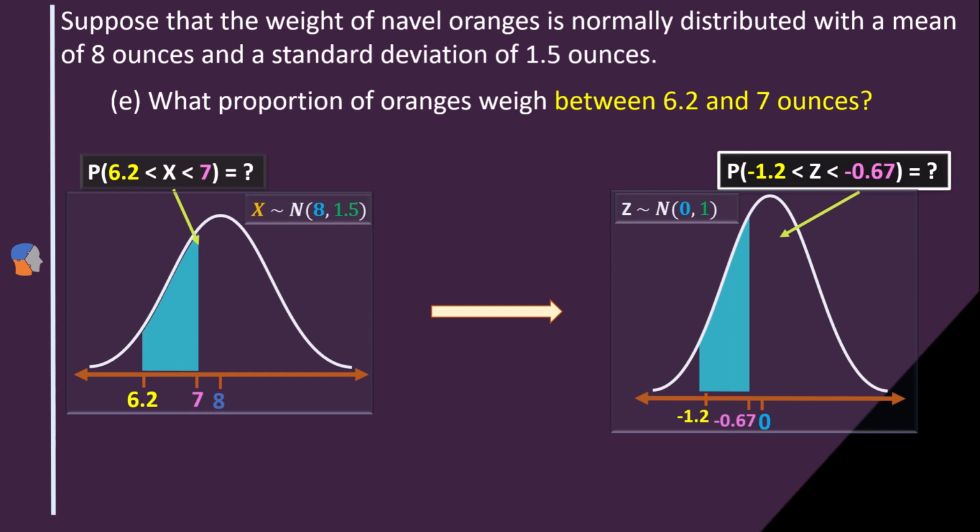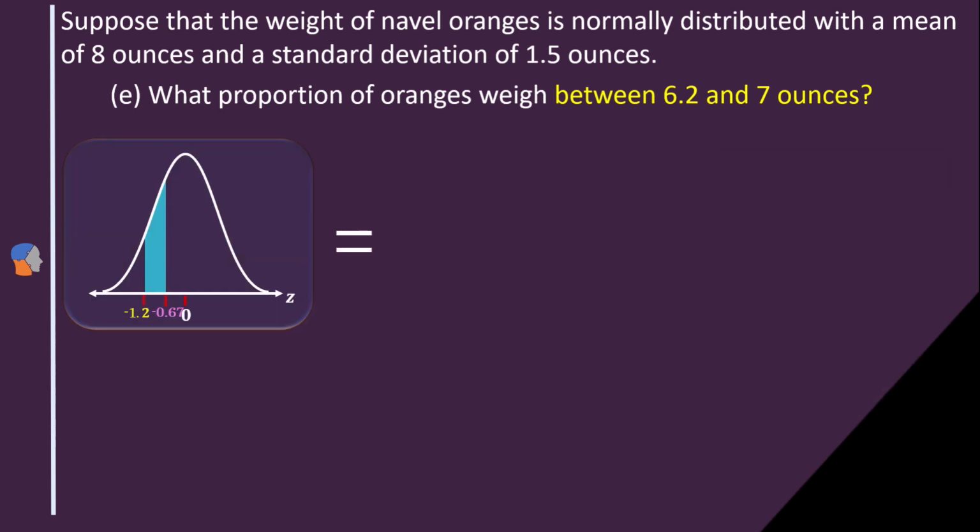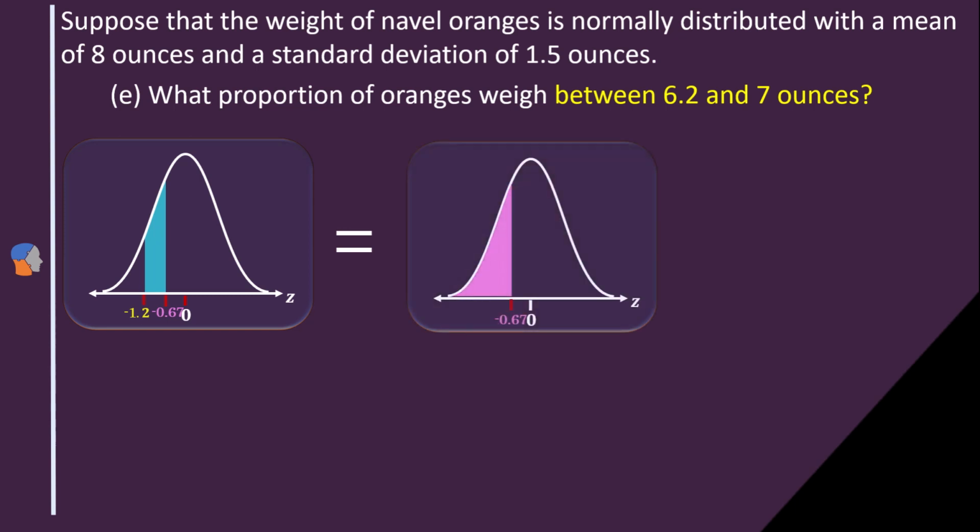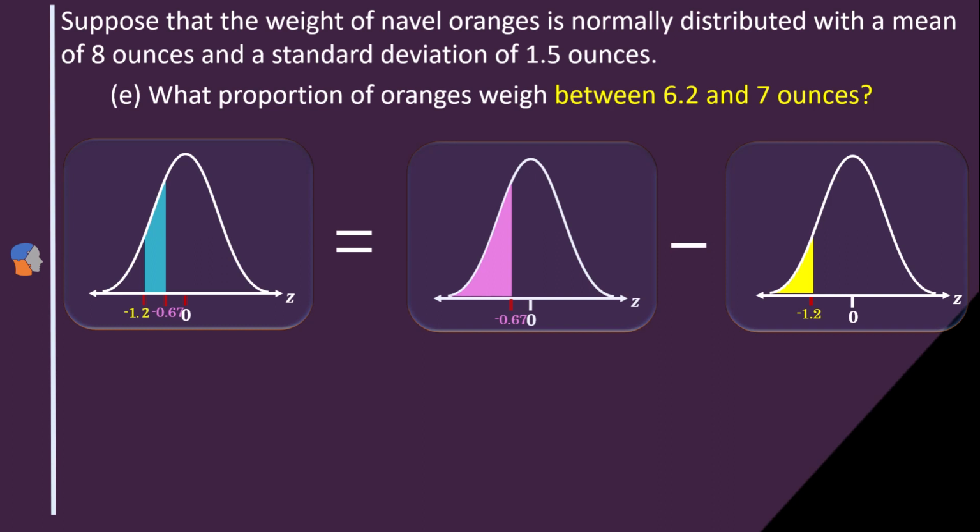Now, how do we find this? Whenever we are looking for the area between two values, we need to first find the left area corresponding to the large value. Here the large value is negative 0.67. So we first find the area left of negative 0.67. Then we find the area left of negative 1.2. That is the small value here, right? Okay, then we subtract. Then we can get the area between negative 1.2 and negative 0.67.